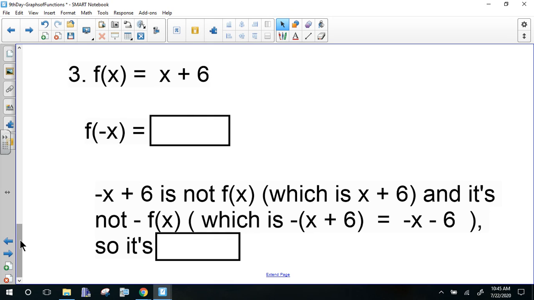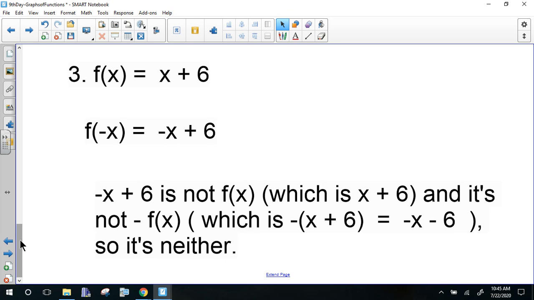Next example, if we plug in a -x in place of the x, we get negative x plus 6. The negative x plus 6 is not what we originally started with, and the whole thing is not negative because that would make it negative x minus 6. So this is one that works out to be neither.